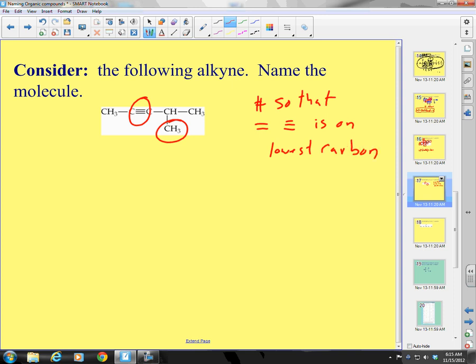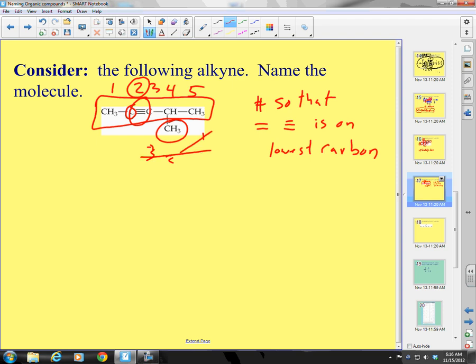That means, first of all, I find my longest chain. Here's my longest chain. So 1, 2, 3, 4, 5. I want to number from left to right so that my triple bond is on 2. If I numbered from right to left, it would be on the 3, right? This would be 1, 2, 3, and then my triple bond would be on the 3. I don't want it to be on the 3. I want it to be lowest, so we're going to go from left to right.